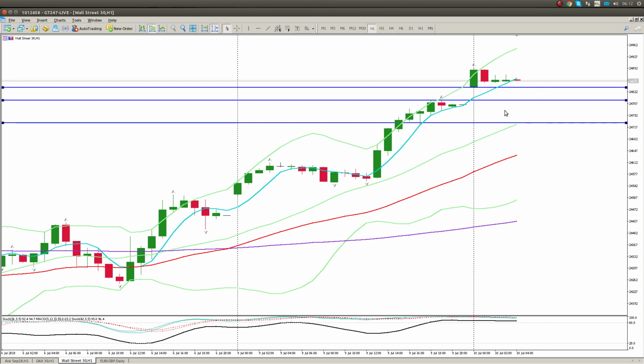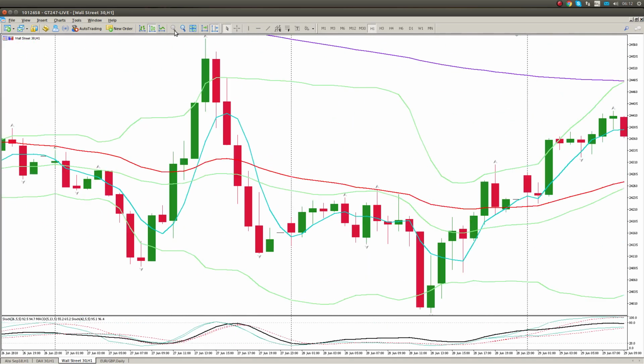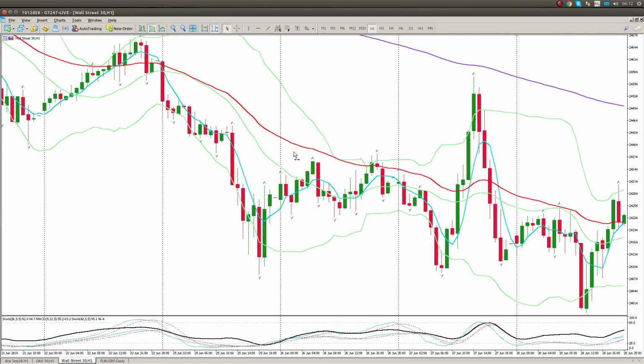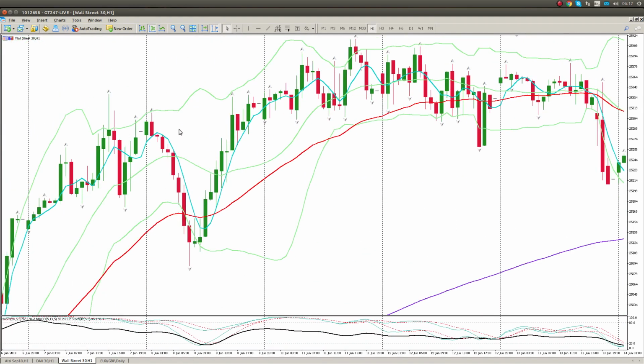But I am still looking for more longs, and the only reason that I would look for shorts is if we get a trend change. And that trend change will need to be on the hour as a minimum. So if I go back in history here, let's just zoom down a bit. And let's go see what a trend change looks like.